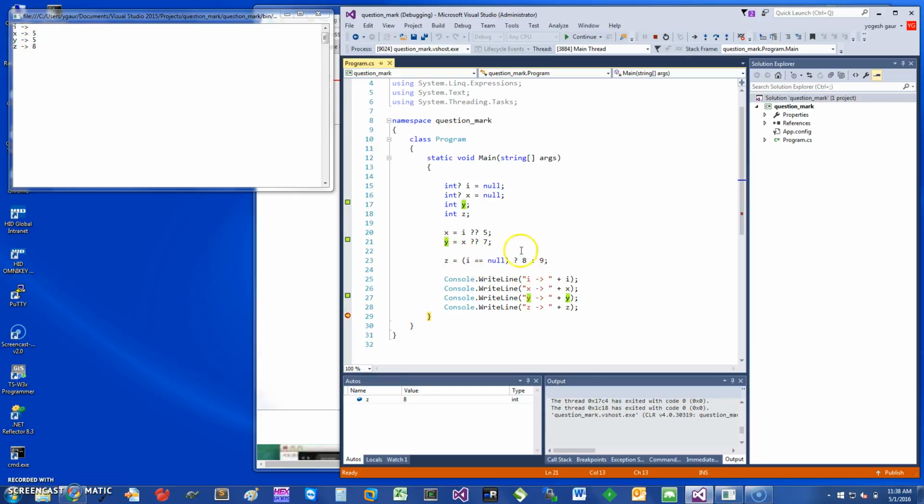And z is a more traditional operator called a ternary operator. Basically what it's saying is if this condition is true, then the value is going to be this, otherwise the value is going to be this. So in this case I is null, which is true, so z is going to be 8 and it prints 8. So that's pretty much what all these programs do.